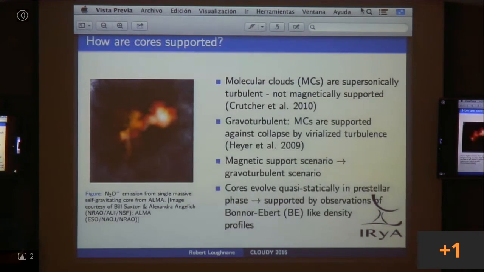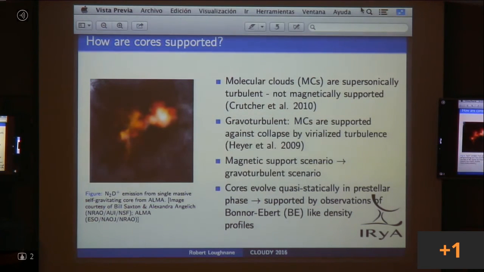Molecular clouds, giant molecular clouds, generally are supersonically turbulent. Until recently, Richard Crutcher has shown that they are not magnetically supported. These are the cores now, the molecular cores within the small-scale cores, because they are magnetically supercritical. So the magnetic field is not a support mechanism that inhibits their collapse. From the gravoturbulent viewpoint, molecular clouds are supported against collapse by turbulence. This is from Mac Low and Klessen's paper, and Hennebelle's in 2009.